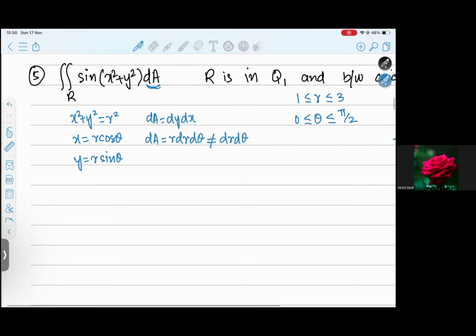Okay, so if I plug in, sine of x square plus y square is r square and dA is r dr d theta, and the limits of integration are, the radius is going from 1 to 3 and theta is going from 0 to pi over 2.